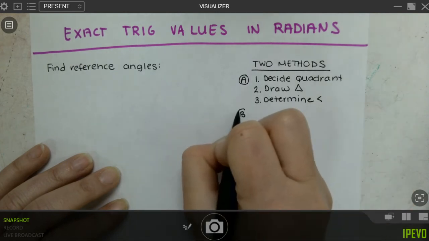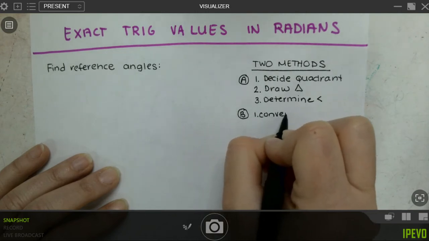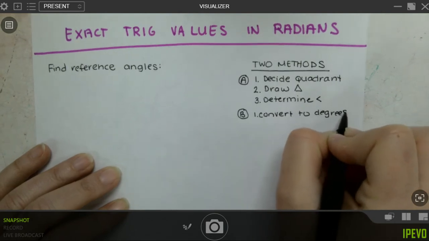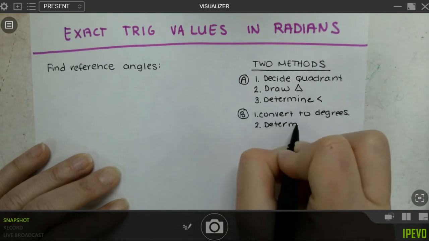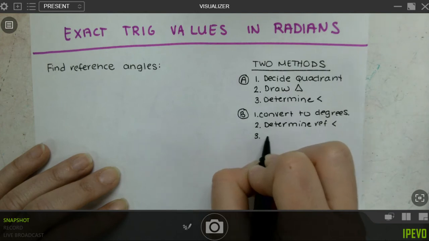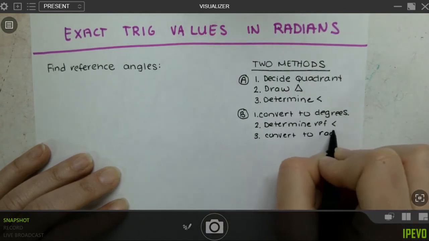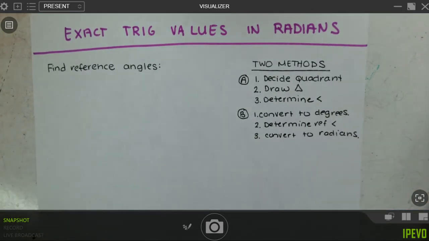The other way is to convert to degrees. Then determine the reference angle. And then convert back to radians. All right, so this would be a spot to pause the video and copy that down. I'm going to keep going because you have the ability to pause.